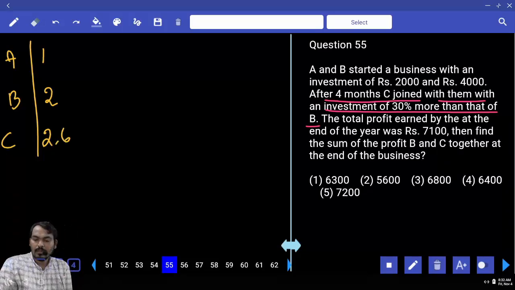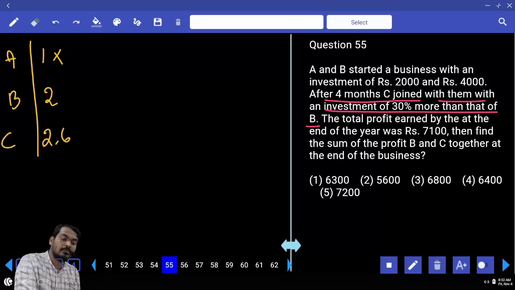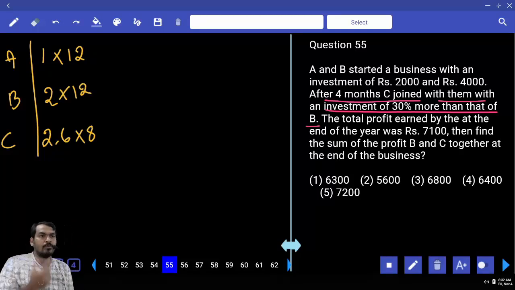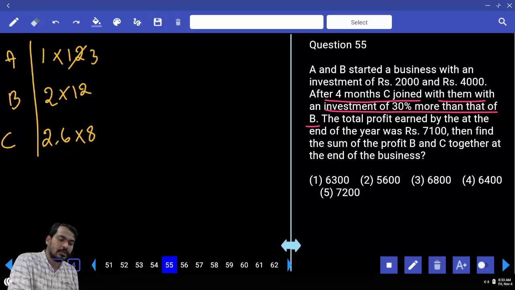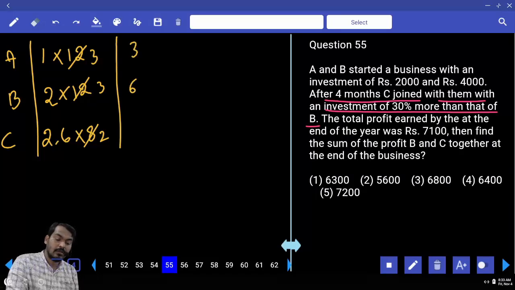Yes or no? Next, the first one is invested for how many months? 12 months. Second one, 12 months. Third one, 8 months, or not? All are in 4 multiples. Yes or no? 4 how many times? 3. 4 how many times? 3. 4 how many times? 2 times. First one in profit, 3 parts. Second one, 6. Third one, 5.2, or not?